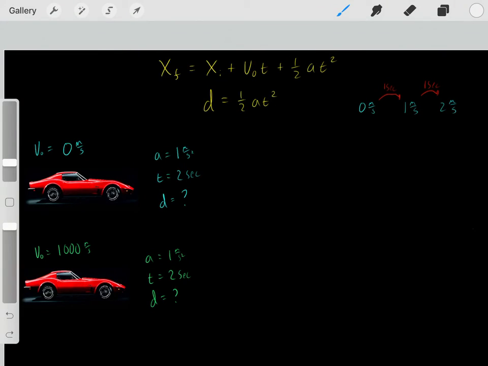So therefore, we do this kind of acceleration for 2 seconds. So how much distance would we cover? Well, again, we simply just use this equation. If we were to plug in this car's acceleration and the amount of time it was accelerating for, and again, that gets squared, we would get a distance of around 2 meters.